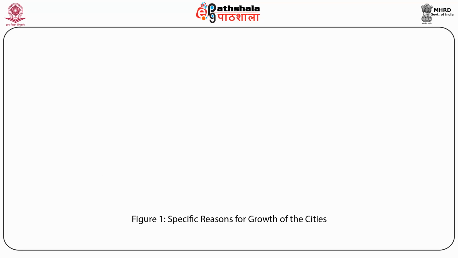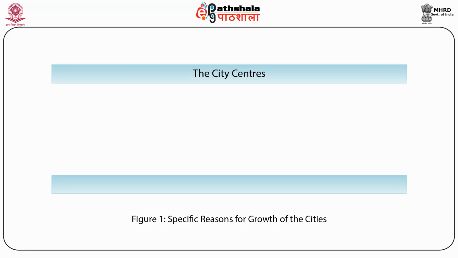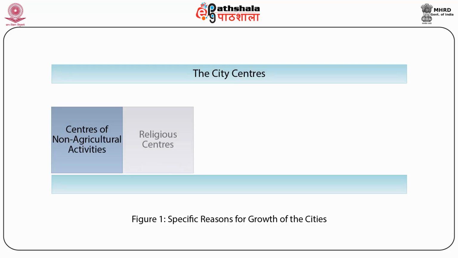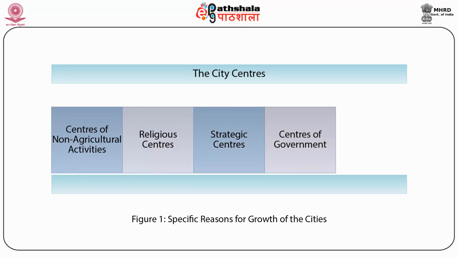Cities exist for many reasons, and the diversity of urban forms can be traced to the complex functions that cities perform. These are centers of non-agricultural activities. These are the religious centers. These are the strategic centers. These are the centers of government, and these are the centers of arts and intelligence. Now we can discuss these functions one by one.